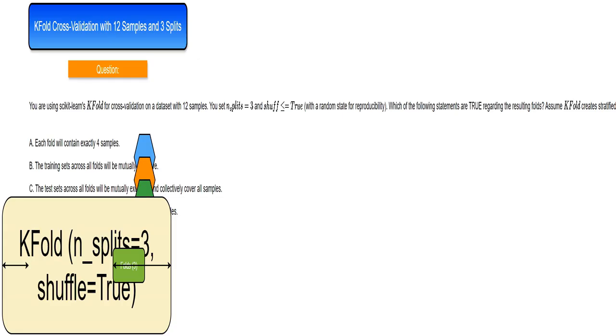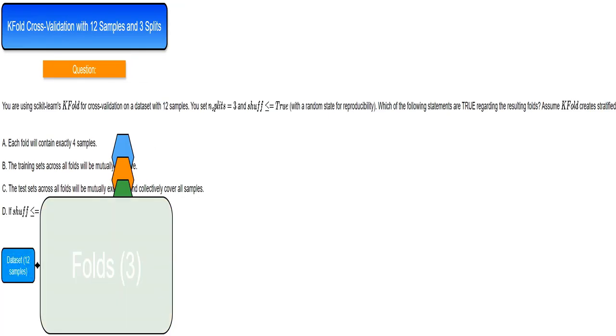Shuffle equals true means I'll randomly mix up my data first. It's like shuffling the deck of cards before dealing. So the folds aren't just the first 4 cookies, then the next 4, and so on. This helps avoid bias. After the shuffle and split, I have 3 separate groups of data.